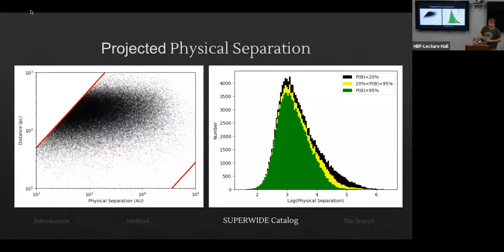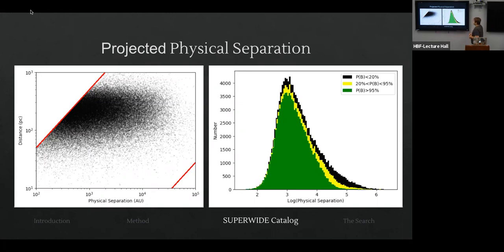Here are the 2 plots that show the projected physical separation. On the left, I show the distance, and this just shows that most of our stars are between 100 and 500. And then physical separation on the bottom. These 2 red lines represent our cutoffs, our 2 arc second cutoff on the left, and then our 3600 arc second cutoff on the right.